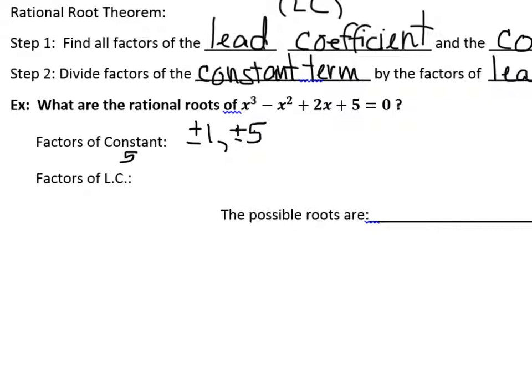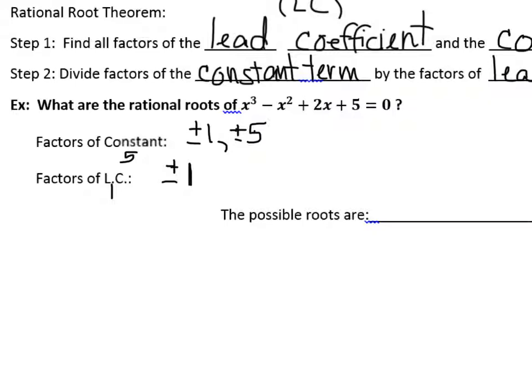And then we find the factors of the lead coefficient. Well, the lead coefficient, we look at the highest exponent, which is x cubed. The number that's with x cubed is a 1, so our lead coefficient is 1. Well, what are factors of 1? Well, 1 times 1, so 1 is a factor. And again, it could either be a positive or a negative.